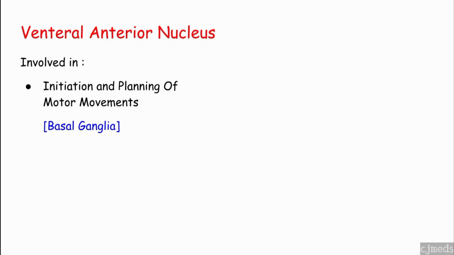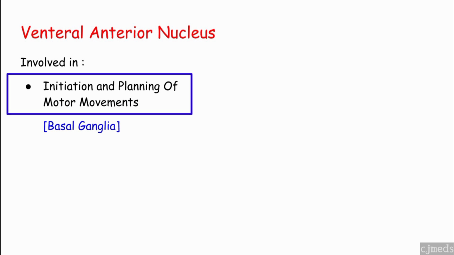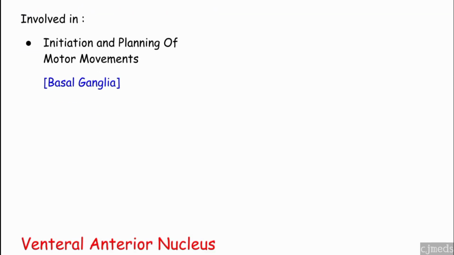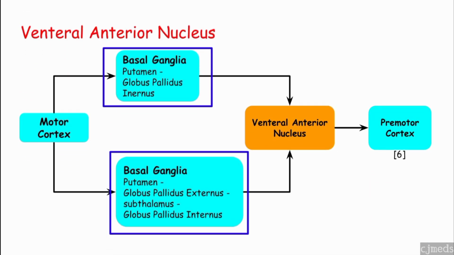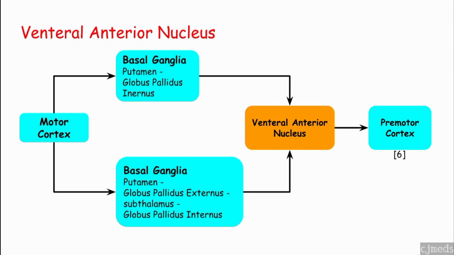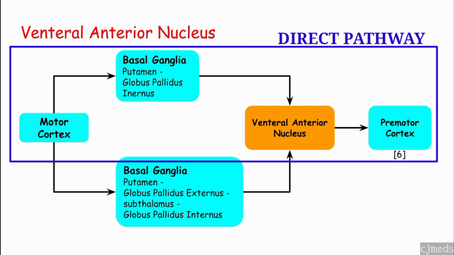The whole purpose of this is that it plays an important role in initiating and planning of motor movements. The motor cortex sends its basic motor plan to the basal ganglia. It can synapse on different nuclei in the basal ganglia, like the putamen, from the putamen to the globus pallidus internus, and then it may go to synapse on the thalamus, the ventral anterior nucleus of thalamus, which sends it back to the cortex.